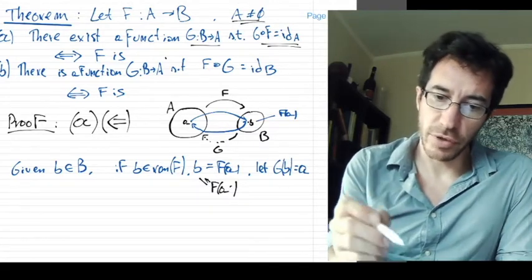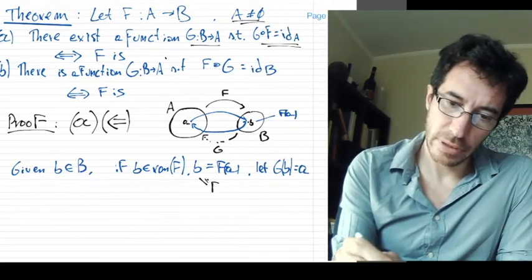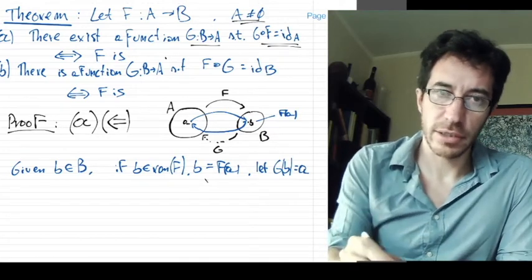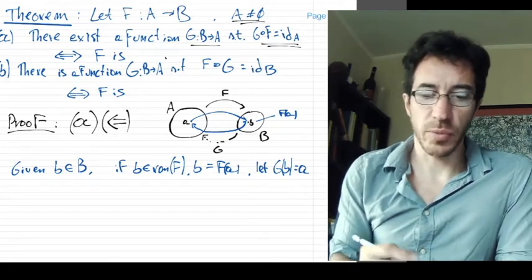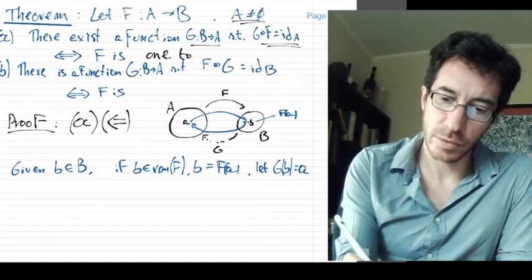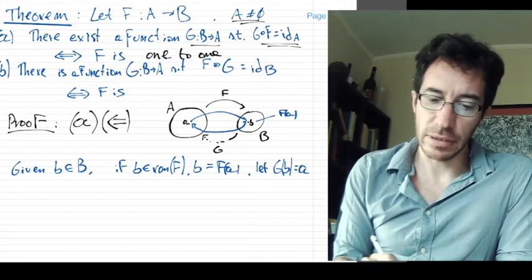So the only way for this to work out is if F was 1 to 1. In this case, there's a unique such A that maps to B. So that's what we need: F is 1 to 1. If F is 1 to 1, then we can define this G.